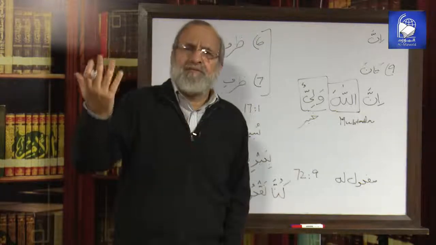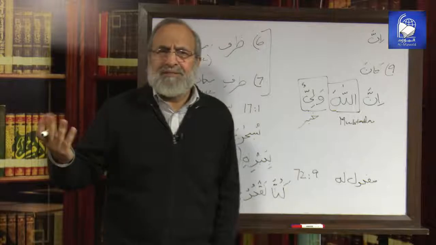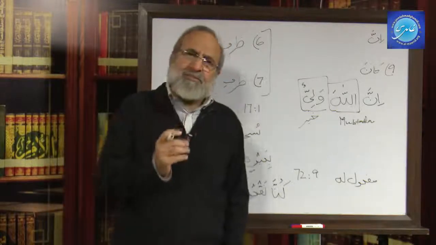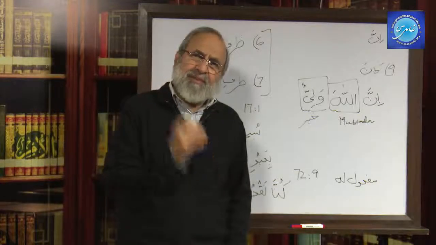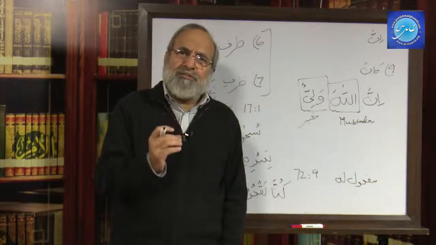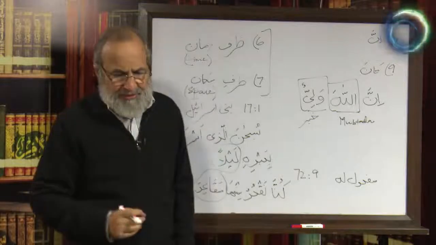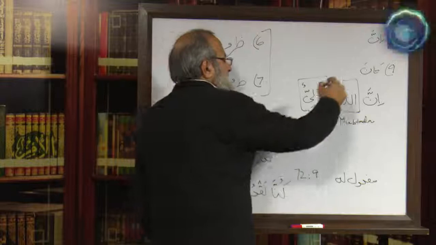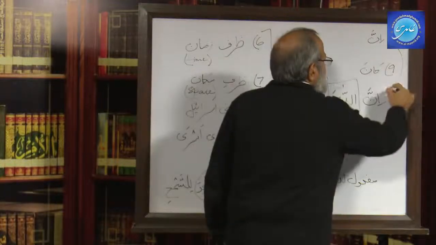Inna al-insana lafi khusr. Inna allaha ala kulli shayin qadir. So wherever you have inna followed by a sentence which has a mubtada and a khabar, the mubtada would always be in the form of nasab. The next example is we did inna.